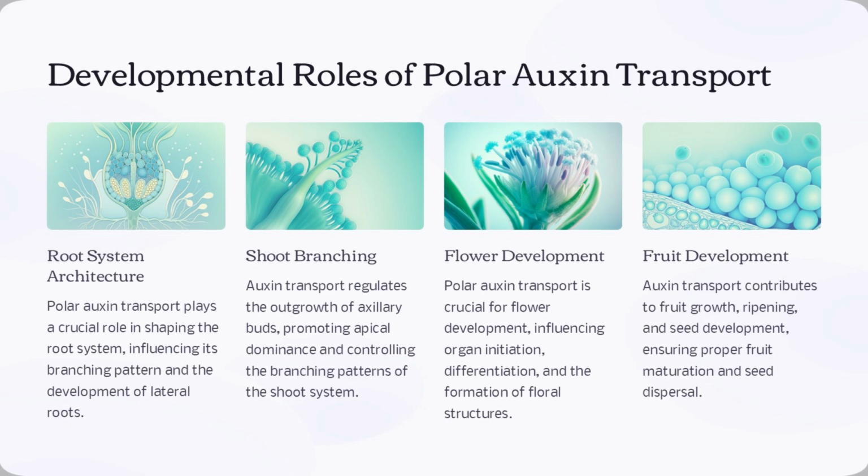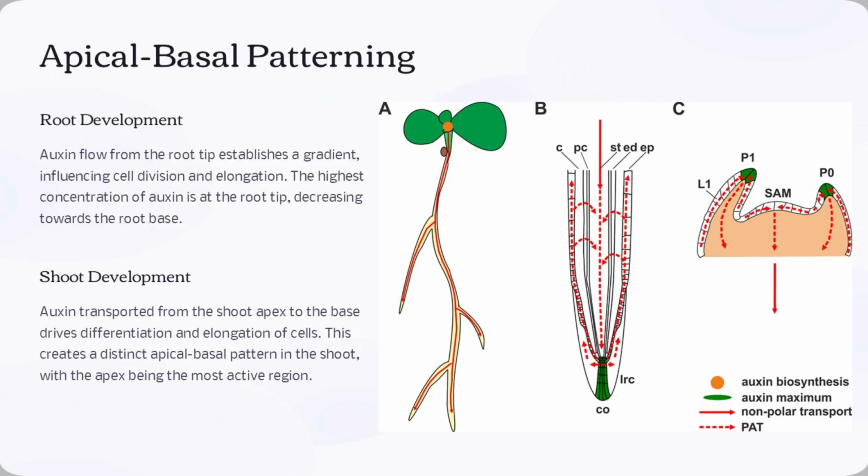Polar auxin transport is crucial for flower development, influencing organ initiation, differentiation, and the formation of floral structures. Auxin transport contributes to fruit growth, ripening, and seed development, ensuring proper fruit maturation and seed dispersal. The slide introduces the topic of apical basal patterning in plant development.